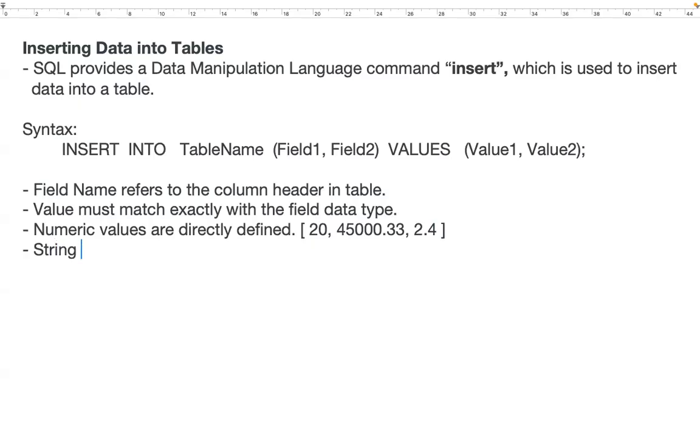String values are defined using single quote. Something like John, we need to define using single quote. Numeric types are directly defined, and string types are defined in single quote.